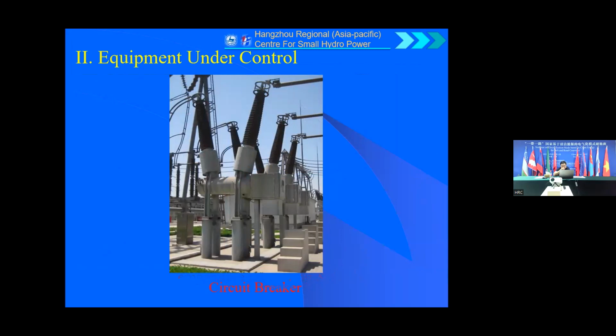Okay, in the power station, we can see many circuit breakers. The circuit breakers will be used to control whether the unit or the power station connects to or disconnects from the grid, and we can see these signals from the SCADA system.